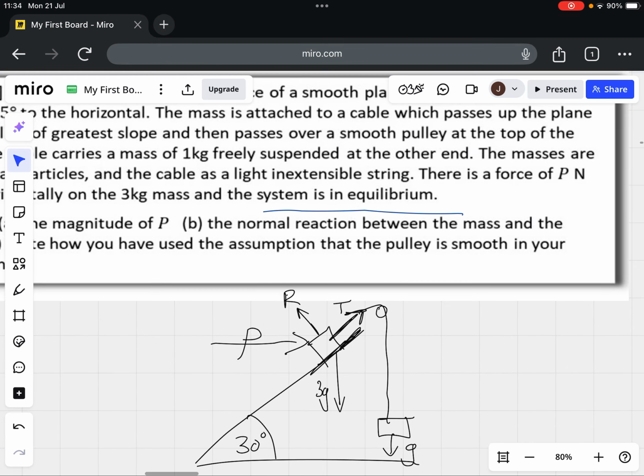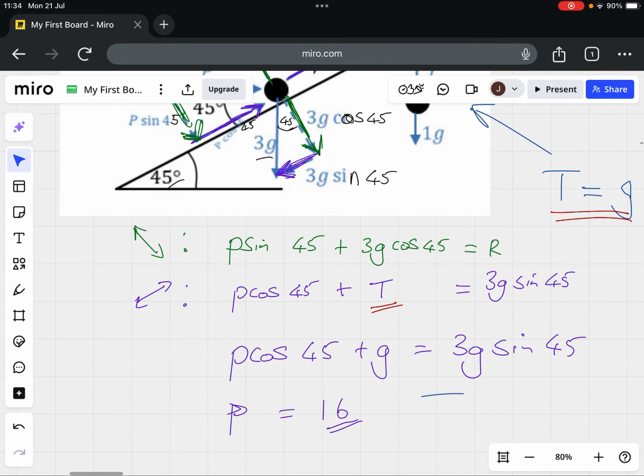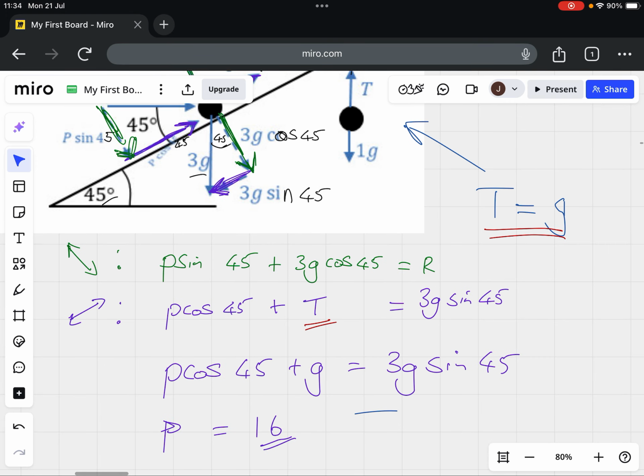The normal reaction, okay? So the normal reaction is R. So how would you get R? Well, you'd sub in that P value that we just worked out, okay? And that's actually all you would do. So R, you should end up finding, is 32 to two significant figures, okay?